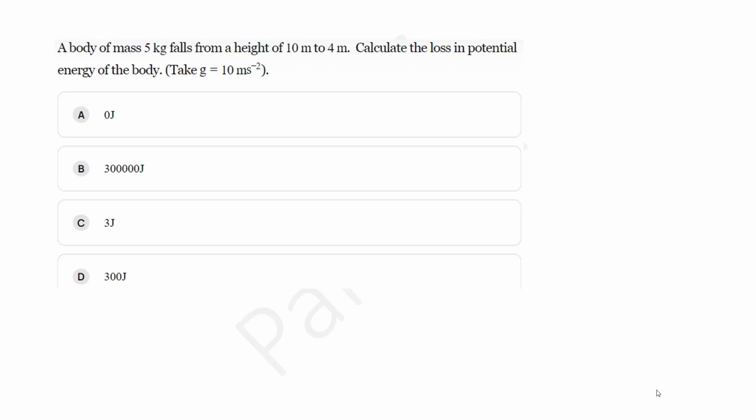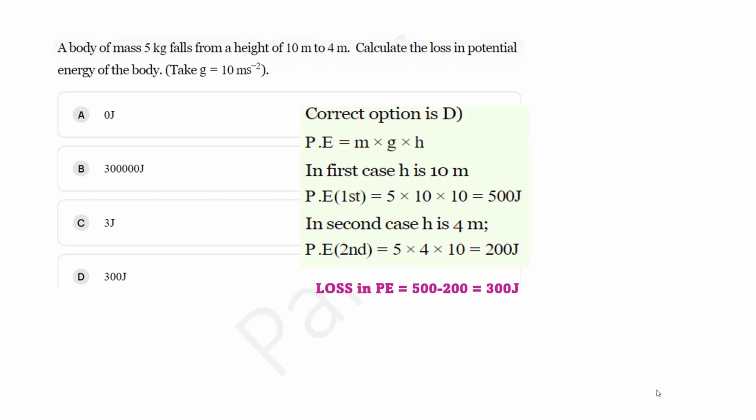So what is the procedure? It is very simple. First you find, in first case, height is 10 meters. You find the potential energy mgh. You put all the values: 5 into 10 into 10. That will be 500 joules. In second case, h is 4 meters, right? So 5 into 4 into 10. That will be 200 joules. Now the question is you have to find the loss in potential energy. That means you have to subtract the potential energy in the second case from the potential energy in the first case. So your option D, 300 joule, will be the right answer.